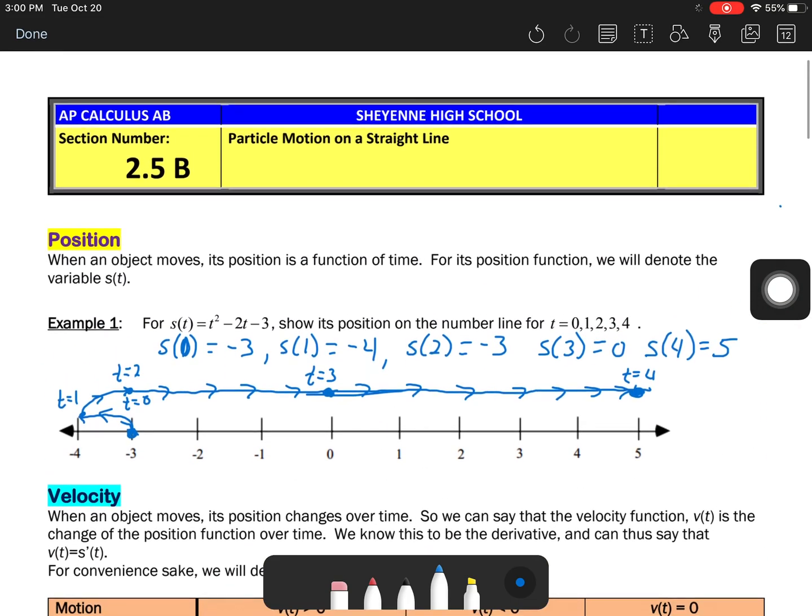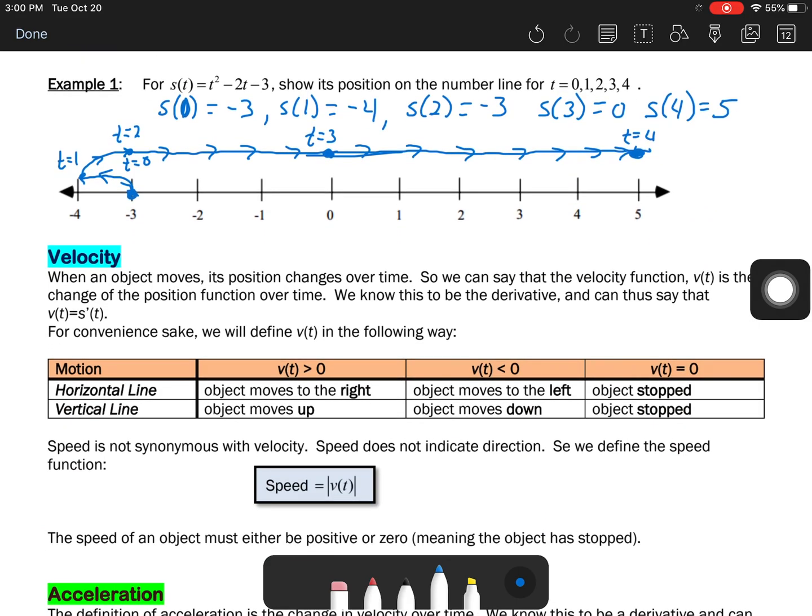If we were to think about just a simple graph of this, plotting position versus time, if the units on my x-axis were seconds here, right?